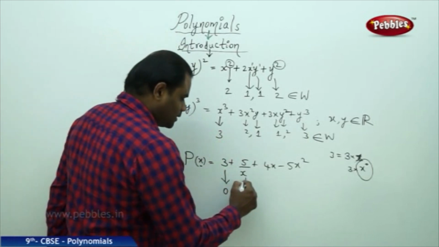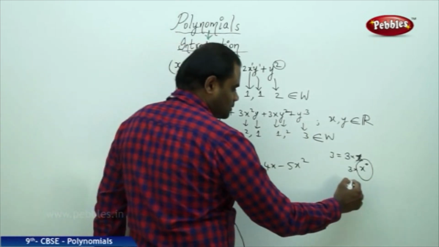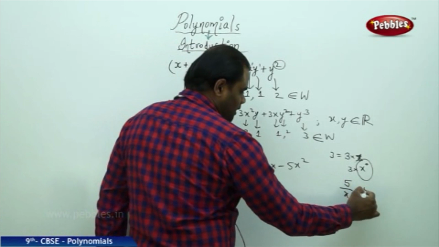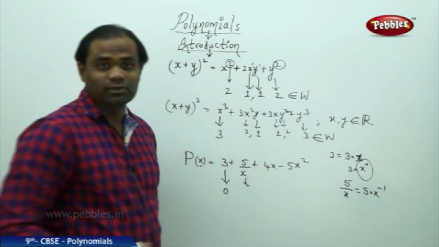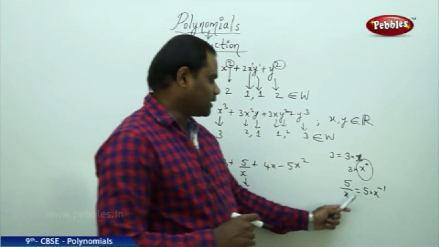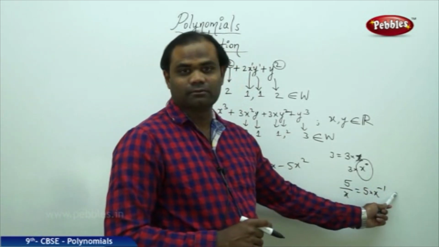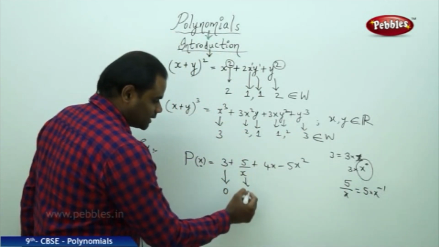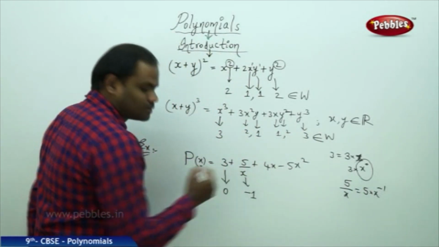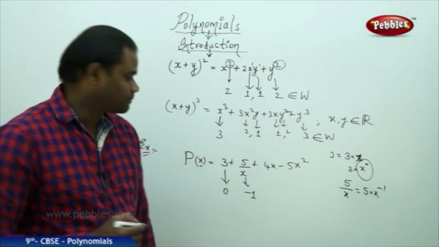Next, if I have phi over x, this can be written as phi times 1 by x, which is x raised to negative 1. So phi over x is phi times x raised to negative 1. Therefore, I assume the power of x in the second term is negative 1.